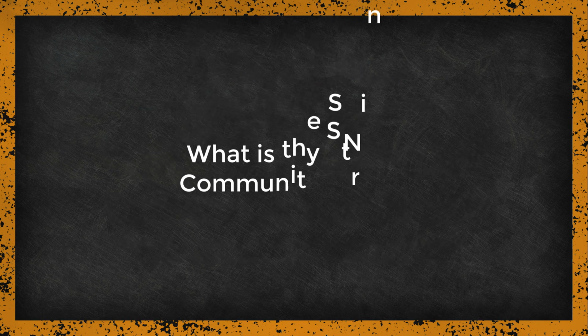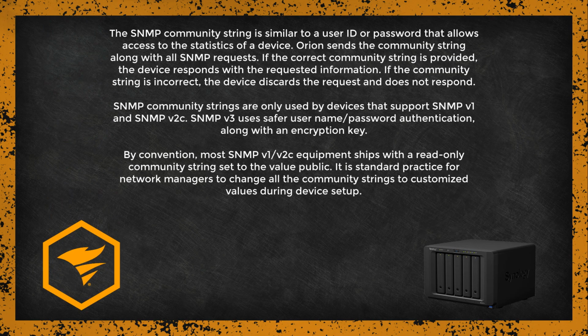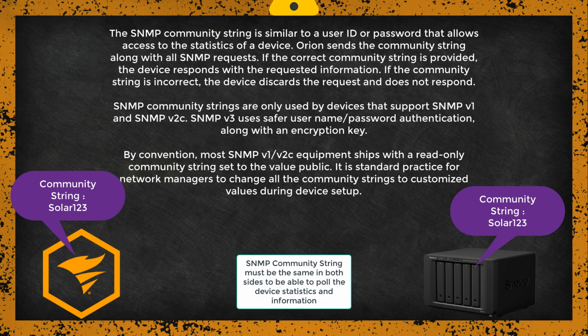What is the SNMP community string? The SNMP community string is similar to a user ID or password that allows access to the statistics of a device. SolarWinds Orion sends the community string along with all SNMP requests. If the correct community string is provided, the device responds with the requested information. If the community string is incorrect, the device discards the request and does not respond.